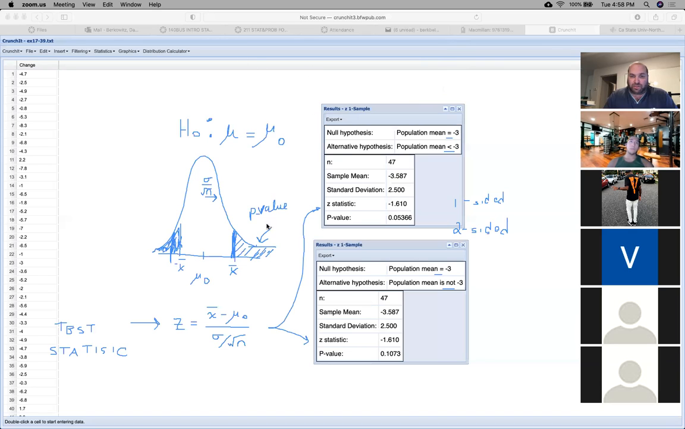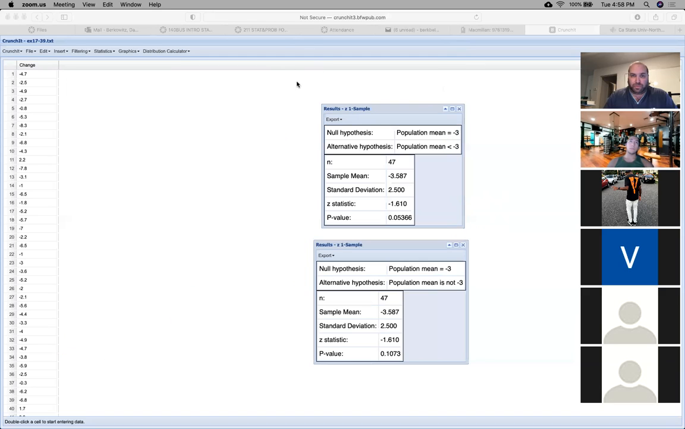The one-sided. So my value for this example. Let me do a new picture that is more for this particular example. We are assuming that it's normal. We're assuming that the population mean is negative 3, which is right here. My sample mean is negative 3.587. I'll just write negative 3.6 because I have no room. So that's my sample mean. That's what I got right here.